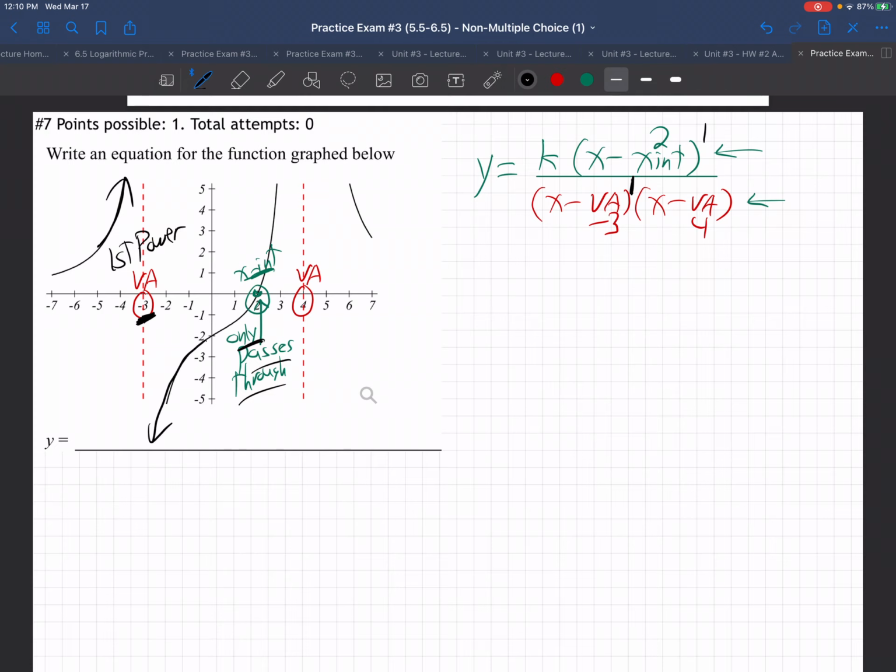First power. This x-intercept was first power too. And then what about the vertical asymptote at 4? It's going up on this side of it and up on that side of it. This one's a second power, isn't it? It's going up on both sides of that vertical asymptote. This guy's second power, the 4, is second power.